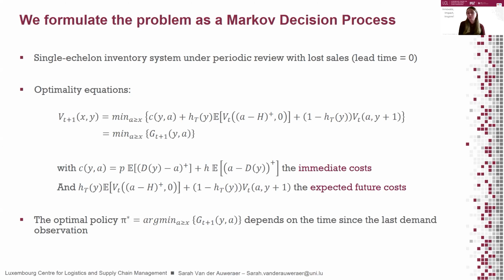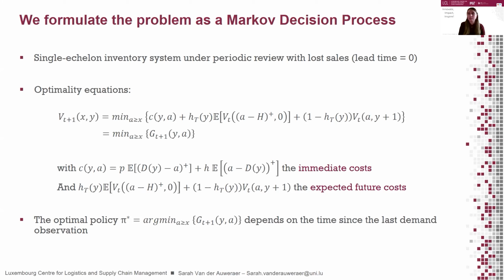Now what we want to do, as I said in the beginning, we're looking at forecasting for intermittent demand, but we're also looking at inventory management. And for that reason, we are proposing here an approach that is actually an integrated approach where we combine both the forecasting and the inventory management in one. And for that, we will formulate our problem as a Markov decision process, where we consider a simple setting, a single echelon inventory system with periodic review, lost sales, and a lead time of 0. So really a basic setting to explain the general idea.